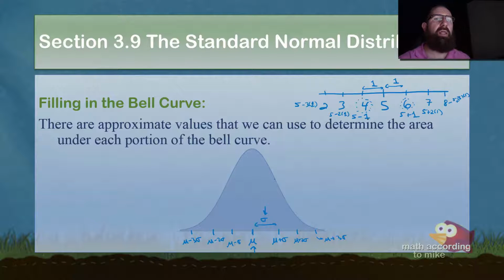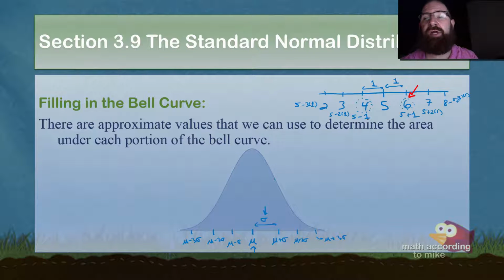Okay. Let's talk about the number 6. The number 6 is 1 step to the right of the mean. And the 1 is important because that was the standard deviation. So we would say that 6 is 1 standard deviation above the mean. That's the formal way. And how about 7? 7 is 2 spots above the mean. So we would say 7 is 2 standard deviations above the mean. And how about the 2? 2 is 3 standard deviations below the mean.